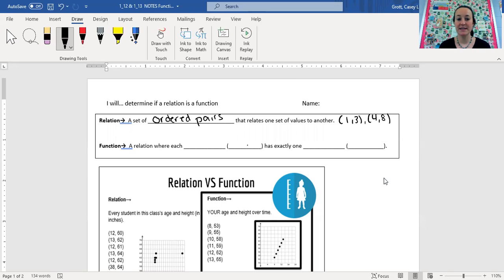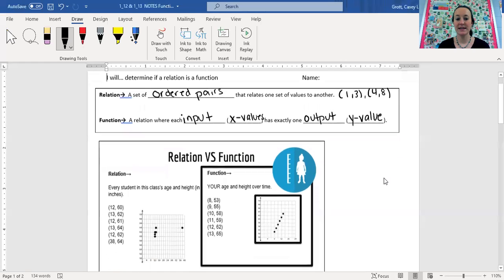A function is a special type of relation where each input, do you remember from last video? Input was another word for domain or the x values, has exactly one output or y value. So each function is a relation, but not every relation is going to be a function. Kind of like how all of you are students in this school, but not every student is an 8th grader. A function is a special type of relation.